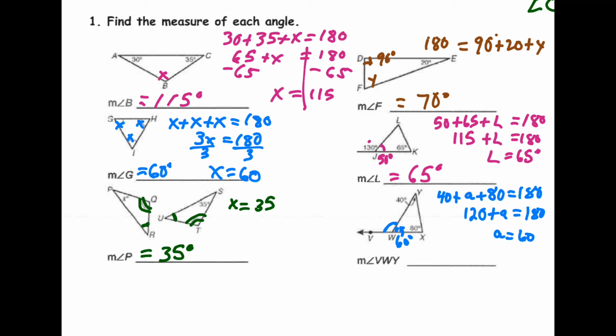And then I can use my knowledge of supplementary to know that this angle has to be 180 minus 60, which is going to be 120. If you did exterior angle theorem, then you know that 40 plus 80, the sum of these 2 angles equals this angle. So you can literally just do 40 plus 80, get 120, and that's your answer as well.